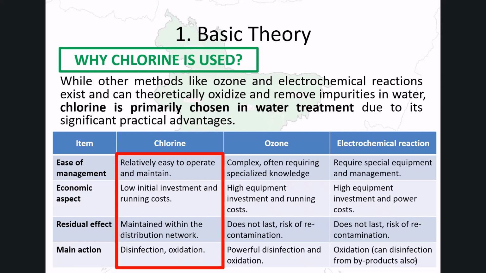Another important advantage is that chlorine leaves residual disinfectant in the water. This residual chlorine continues to protect the water during distribution, which ozone and other methods cannot provide. Therefore, chlorine is not only effective at disinfection but also practical for long distribution networks and limited resource environments.